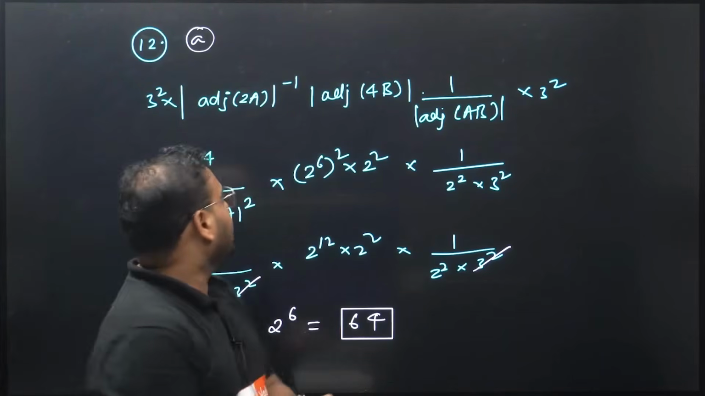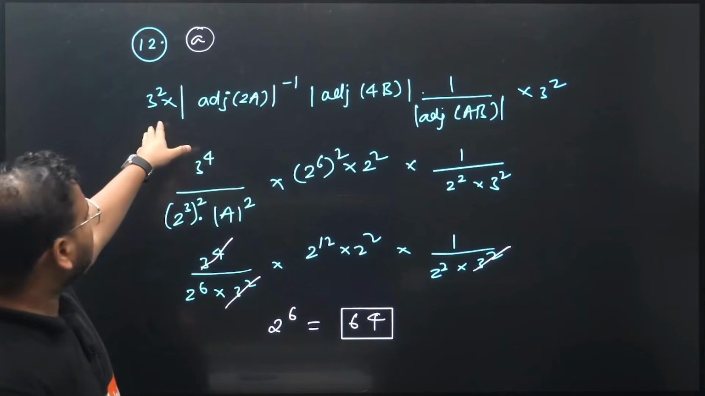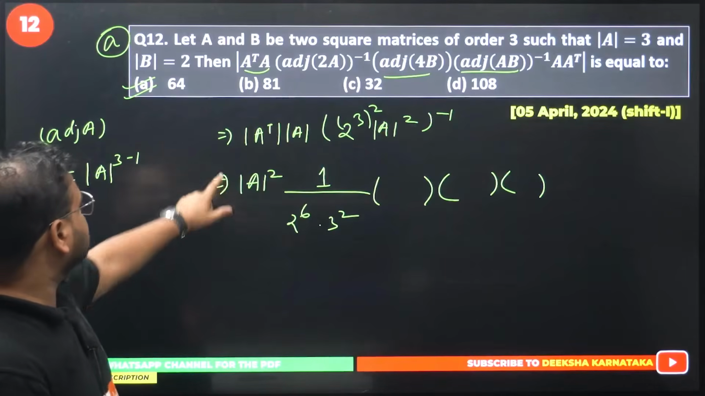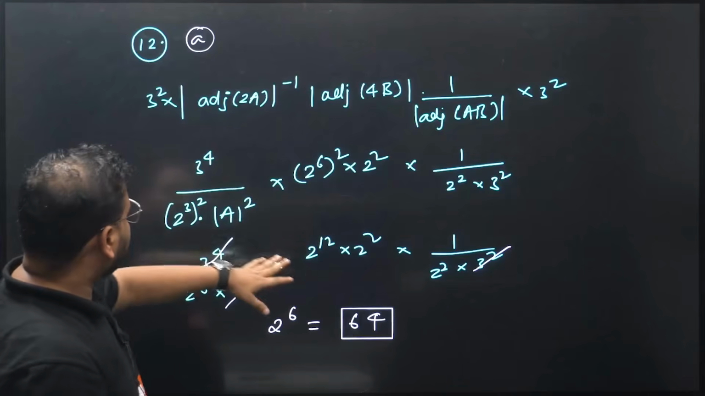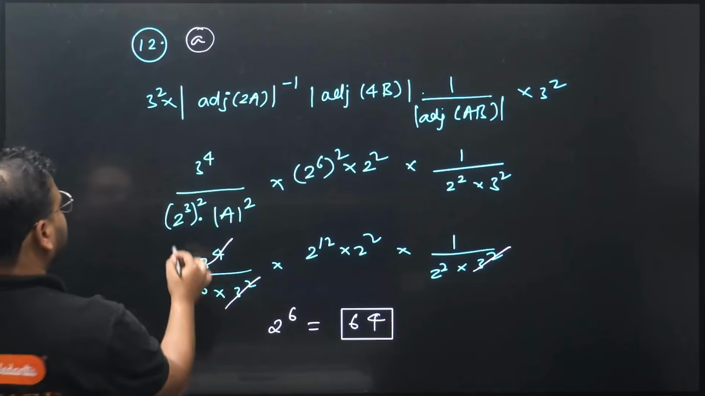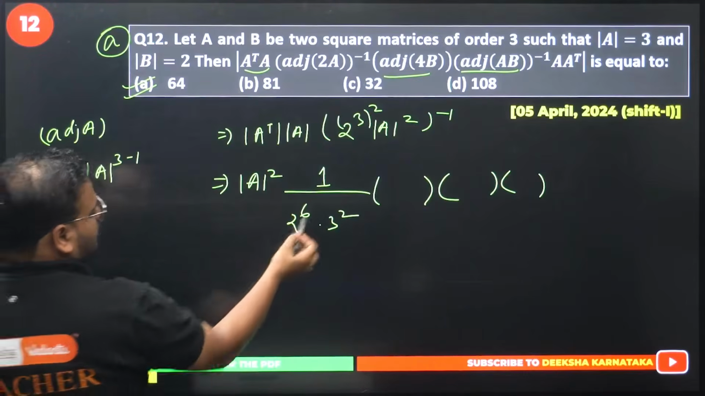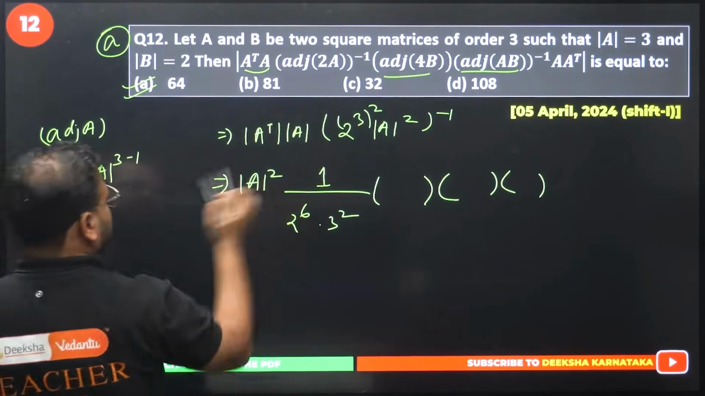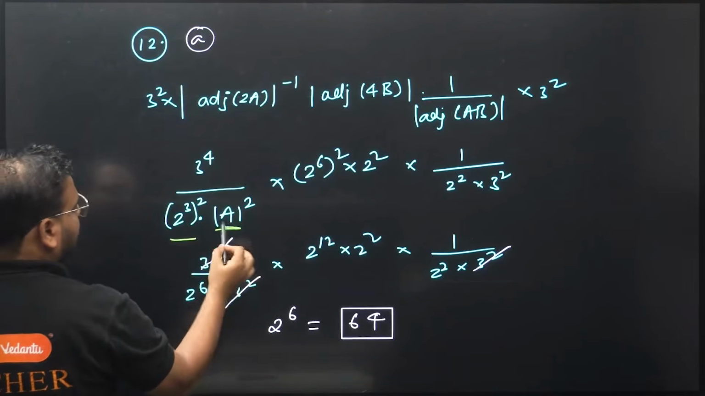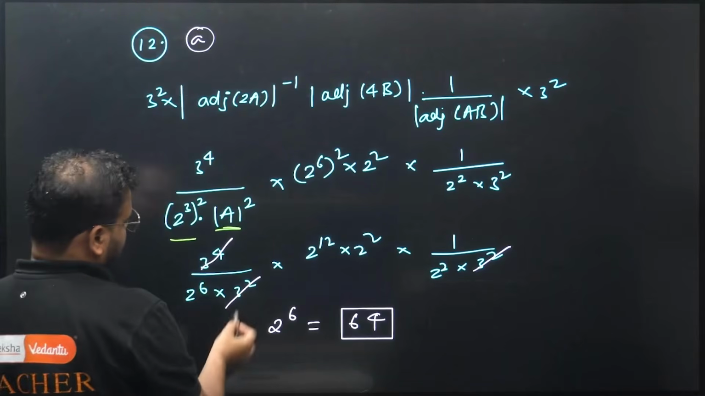Okay. Question number 12. Have a look. 3 square. The first thing, which was this case, 3 square. And we had 1 by C. This was the same thing. 2 power 3 the square, 2 power 6. I've written over here 2 power 3 the square comes in the denominator. And the determinant of A is simply 3 square again. Okay, 3 square written over here.